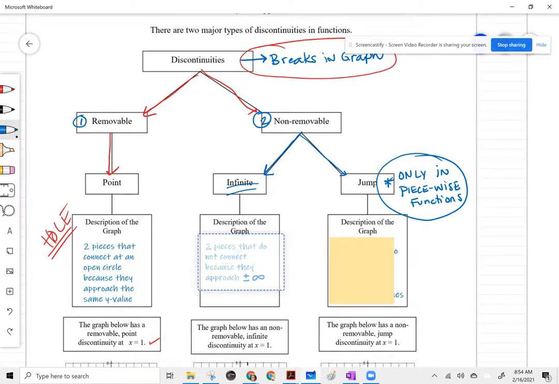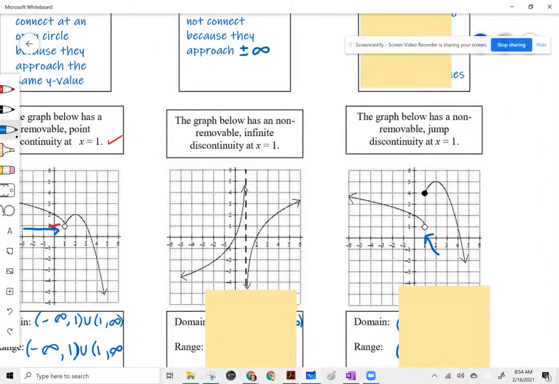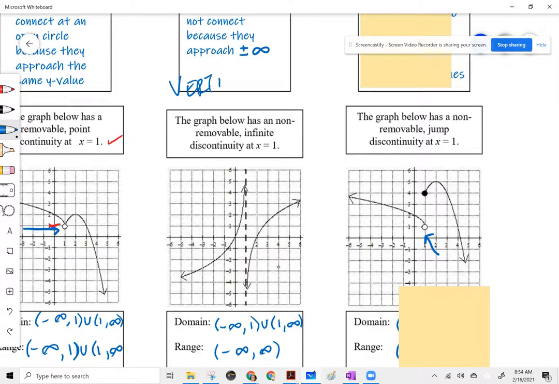So let's take a look at this graph right here. It says the graph below has a non-removable infinite discontinuity at x is equal to 1. So if you notice what that looks like, that is going to be representative of a vertical asymptote. Okay, so vertical asymptote. That is what a non-removable infinite discontinuity is. This is x equals 1, and that's that vertical asymptote.